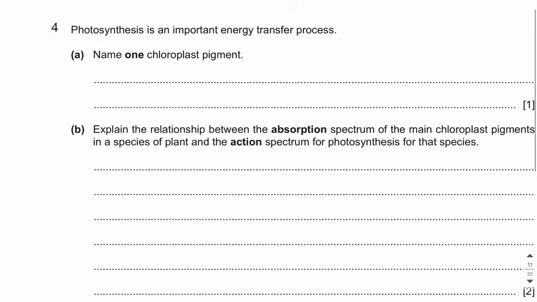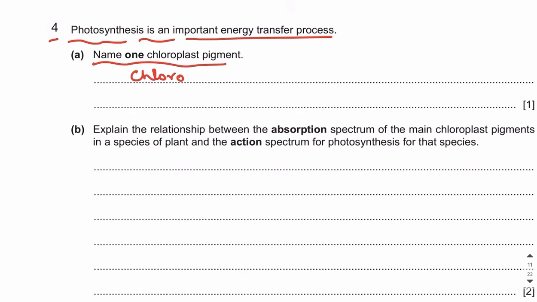Let's start. Question number 4. Photosynthesis is an important energy transfer process. Name one chloroplast pigment. So guys, there are a lot of chloroplast pigments like chlorophyll A, chlorophyll B, beta carotene. We can write any one. So we will write chlorophyll A. We can also write chlorophyll B. We can also write beta carotene.